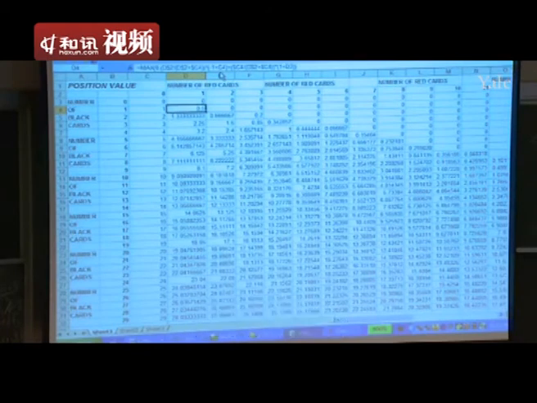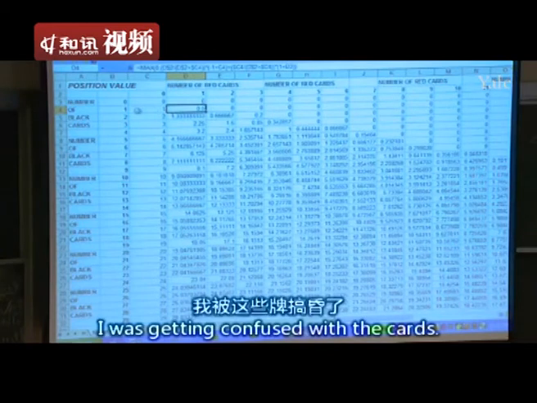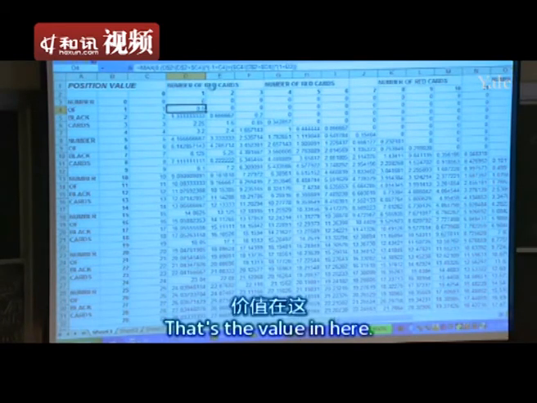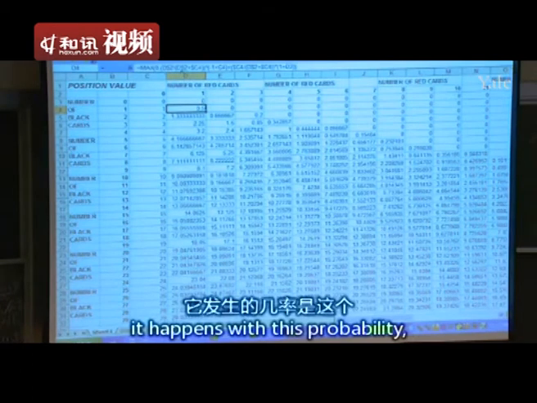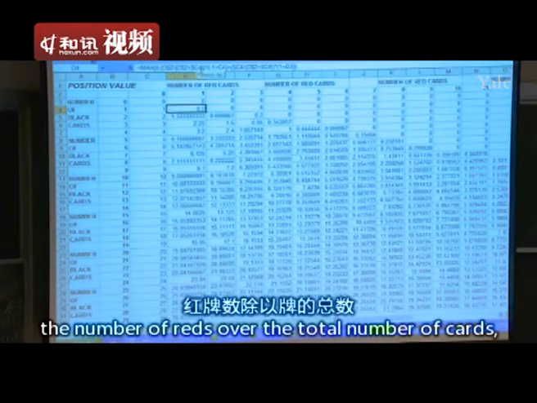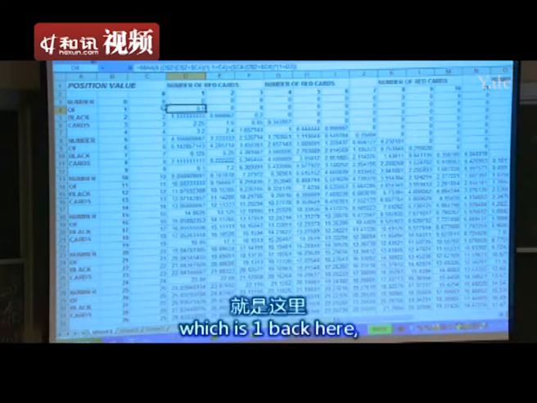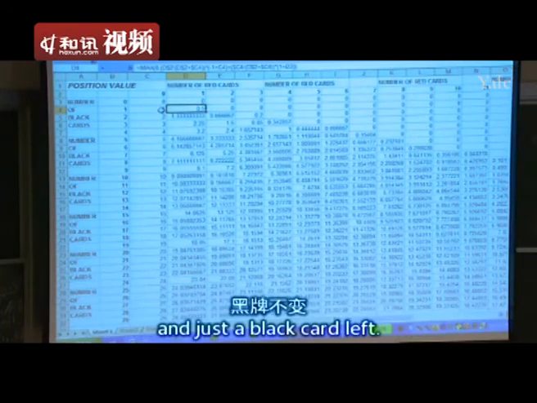What did she do? C4, where, oh, C4 is here. Okay, right. Sorry, I was getting confused with the card. So C4 is this square, that's the value in here. So C4 says if you draw a red card the first time, it happens with this probability, the number of reds over the total number of cards. You lose $1, and then you move to the position C4, which is one back here, the one where you've got one less red card and just a black card left.